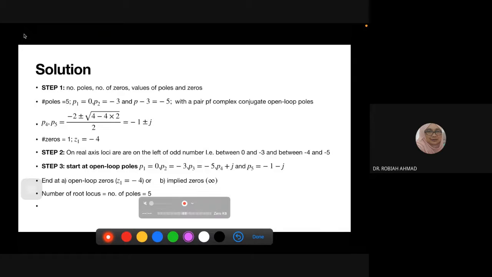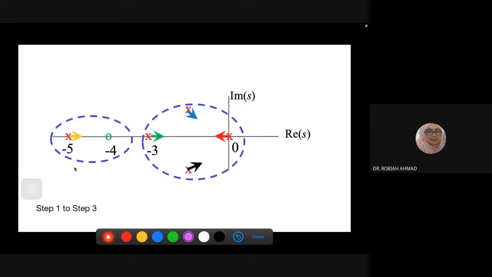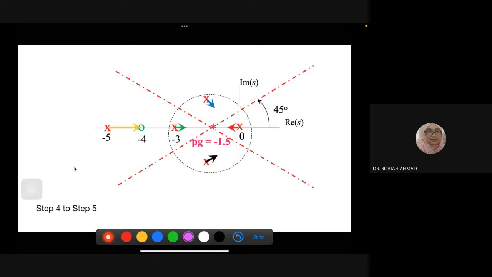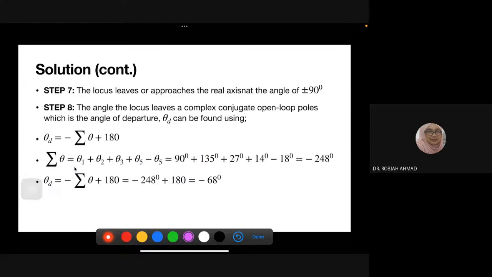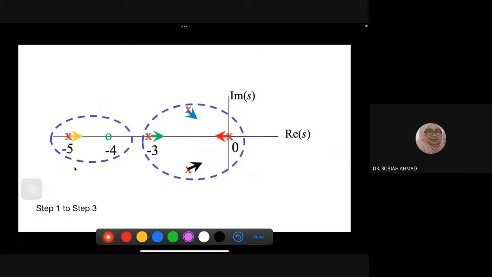Basically, finding the poles and zeros here. We have 5 poles and 1 zero. Step 2 is basically determining the pattern of the root locus, and then finding the starting point and so forth. This is actually steps 1 to 3. So we have here P1, P2, P3, P4, P5. This is for the poles, and then we have 1 zero here.